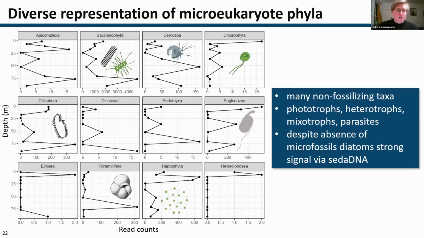And now I want to show you the most abundant microeukaryote phyla, and maybe you know already diatoms. They were really abundant in this data set. Foraminifera and haptophytes are also quite abundant, and those are fossilizing groups. However, cercozoans, chlorophytes, ciliates, or Euglenozoa are not really fossilizing taxa. So we have a very nice range of trophic modes in this data set, and we have a very nice signal of diatoms, even though we did not find any diatom microfossils in this core.